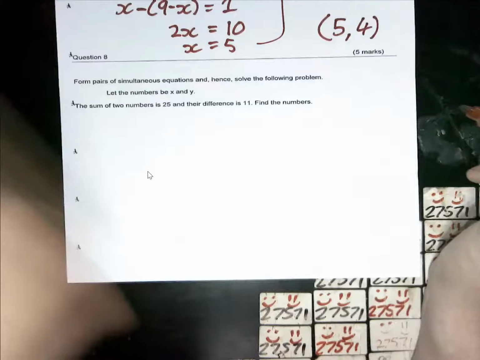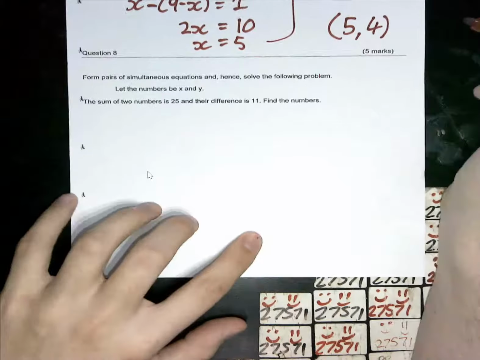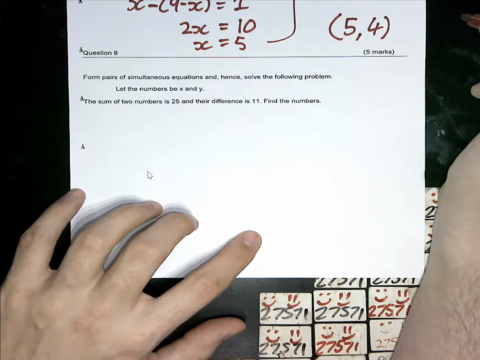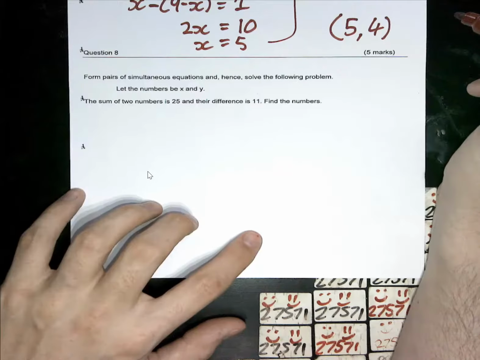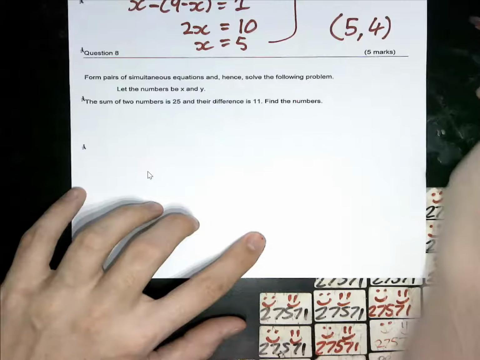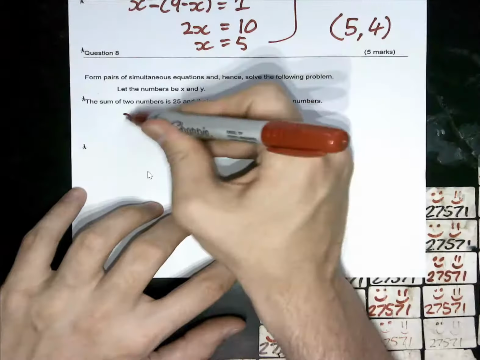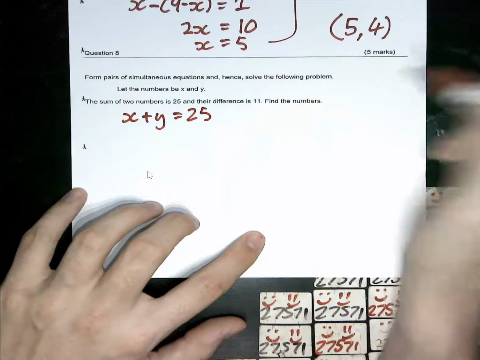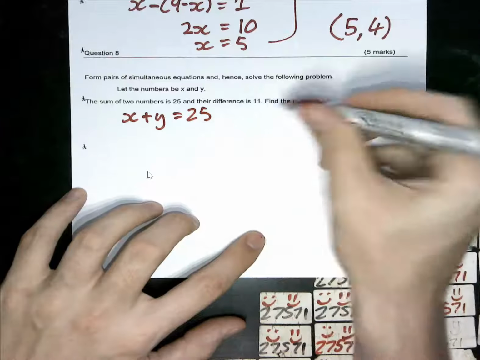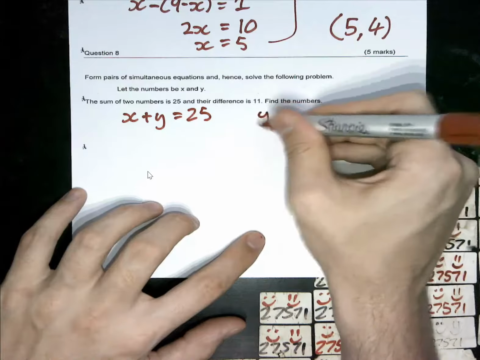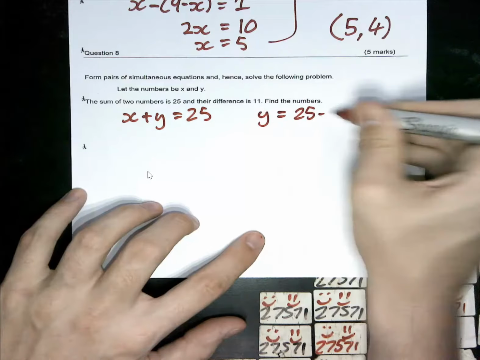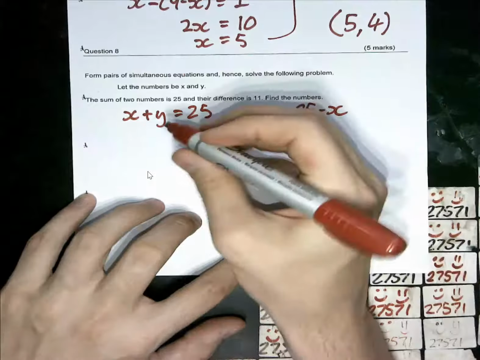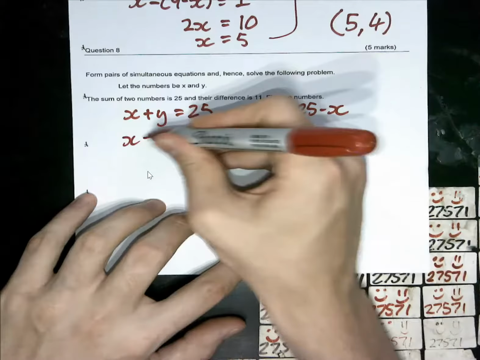Alright, last question. Ultimate hooray. Okay, form pairs of simultaneous equations and hence solve the following problem. So you've got two numbers, and it says let the numbers be x and y. Now the sum of these two numbers is 25. So x plus y is 25. We can rewrite that in terms of y by saying y equals 25 minus x. Alright, the difference is 11. So x minus y equals 11.